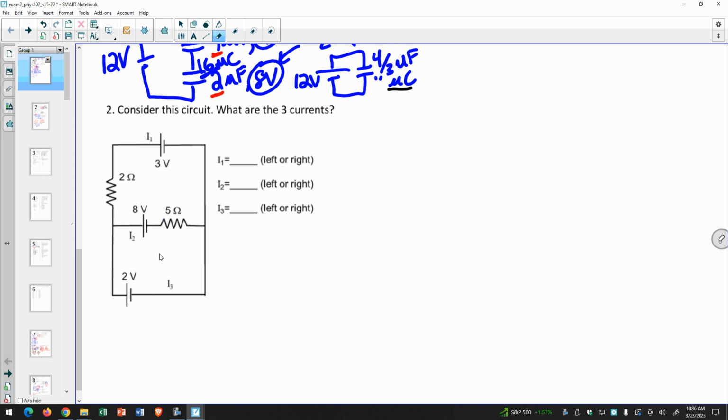All right, so really important to remember the rules. For batteries, all that matters is the direction that you're traveling. If I'm going in this direction, my change in potential is positive. I have a positive change in potential. Always remember, I'm going up.